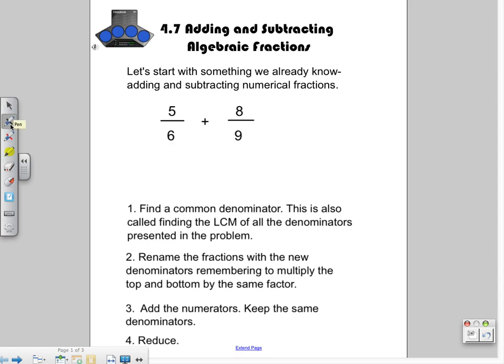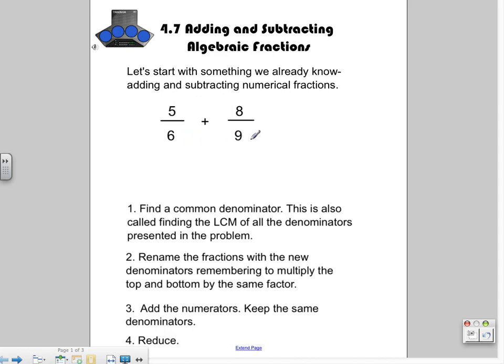Okay, so we need to start with something we remember so that we can add and subtract regular fractions, so that we know how to add and subtract algebraic fractions. So the first step says find a common denominator. This is also called finding the LCM of all the denominators presented in the problem. So if I have 5/6 plus 8/9, I want to figure out what is the LCM of 6 and 9.